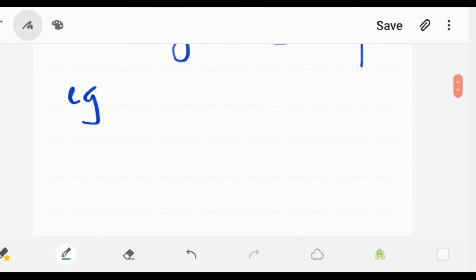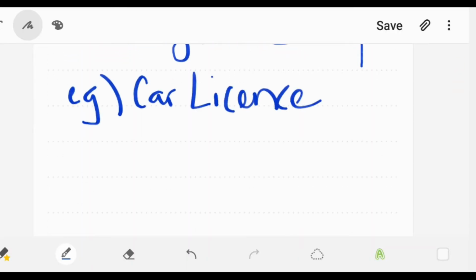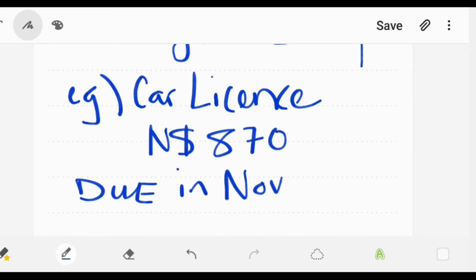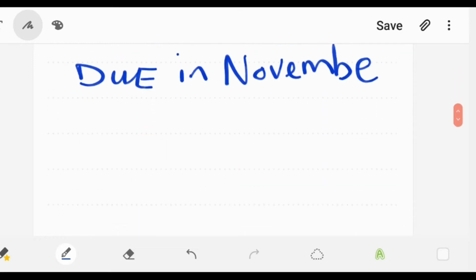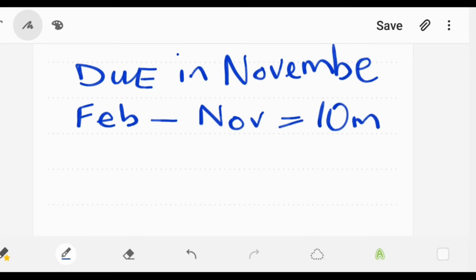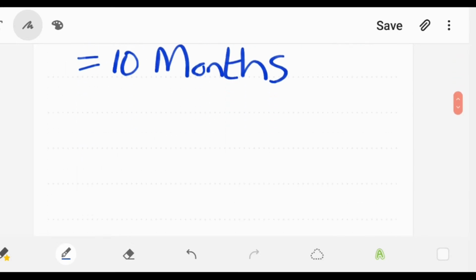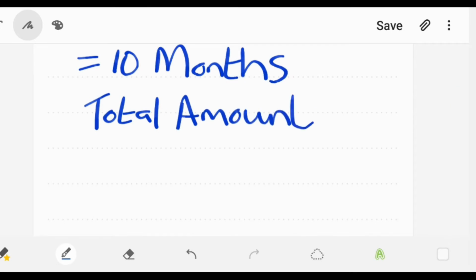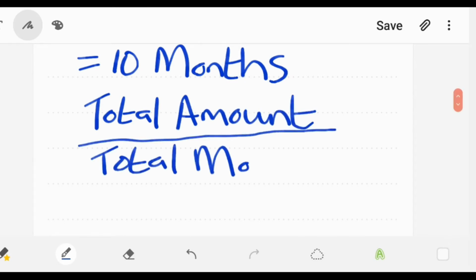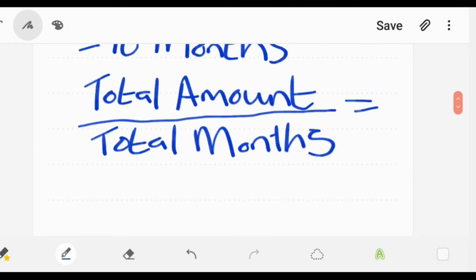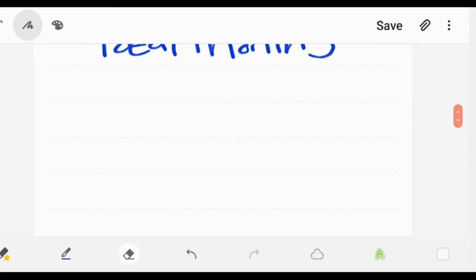All you have to do is, say for example, if you have a car license disc renewal and that renewal is coming up in November, and say we are currently in January, then you know from end of January up to end of October there's 10 months, and you also know that the total license disc renewal, which happens to be in November, costs $870 Namibian. So you're going to take that $870 Namibian and you're going to divide it by the total amount of months, which is 10 months. Then you're going to get 87 Namibian dollars.